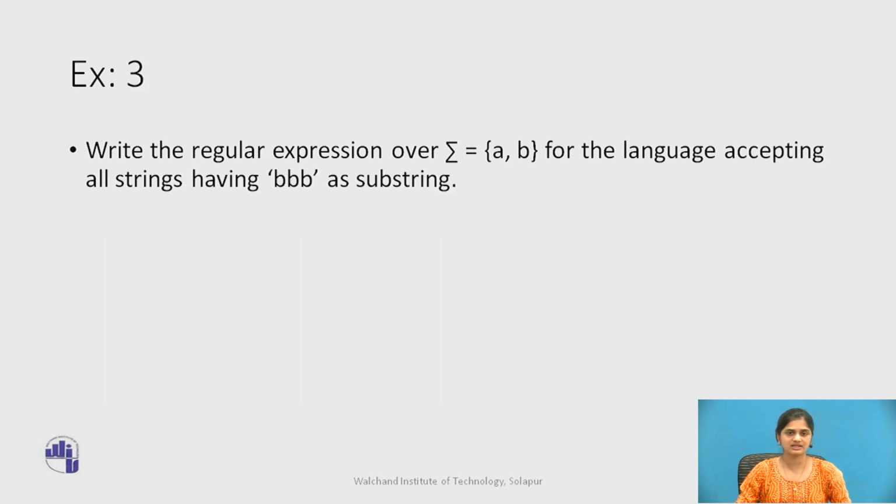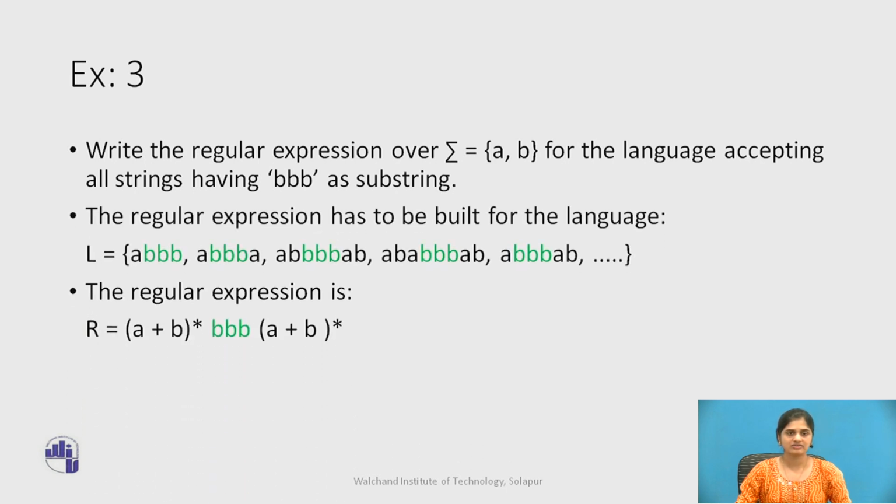Next, write the regular expression over an alphabet with symbols a, b for the language accepting all the strings having bbb as the substring. In the same way, we can write the expression as (a plus b) star bbb (a plus b) star. So bbb will be common, and then we can have all the possible combinations of a and b.